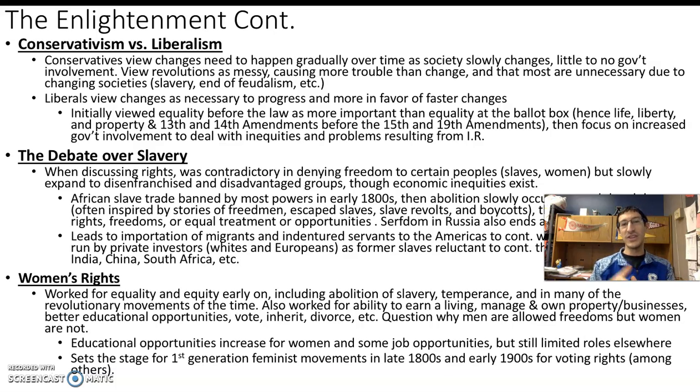For the most part, education does increase for women throughout much of the world at this time, within Europe and within the Americas. And there are some job opportunities, nurses, teachers, and a few, as we'll see within the Industrial Revolution, factory-type jobs, but still limited roles and limited pay. But this sets the stage for what we call first-generation feminism, which began before the 1800s, but throughout the 1800s and the early 1900s pushed for voting rights on a large scale.